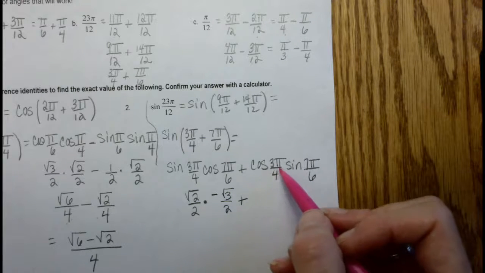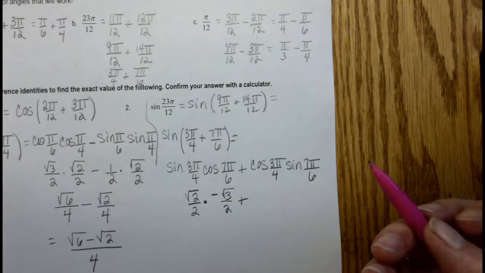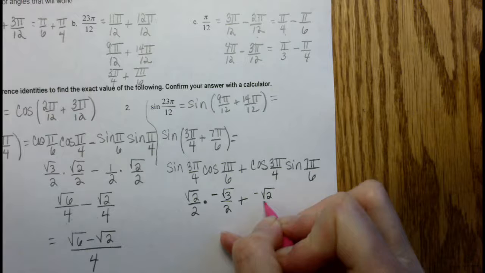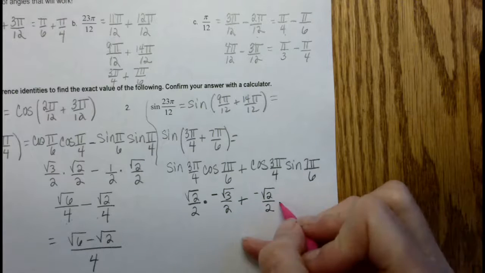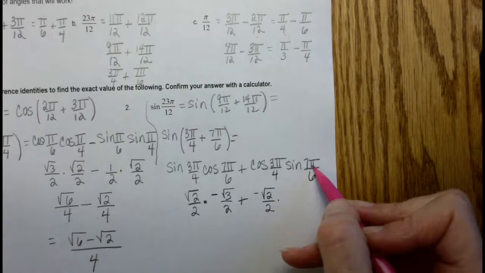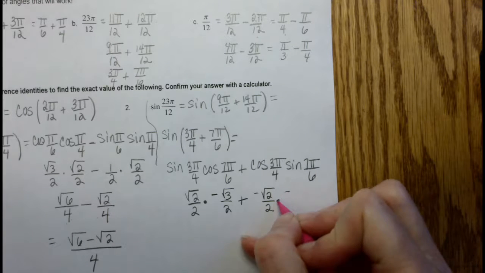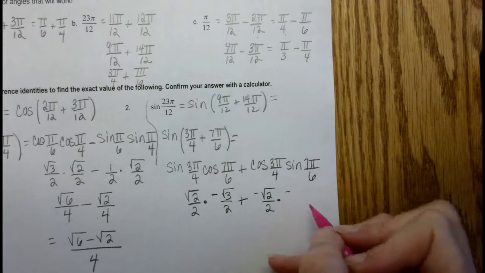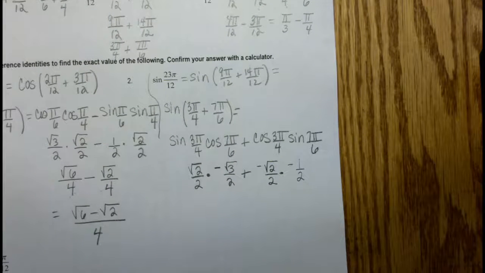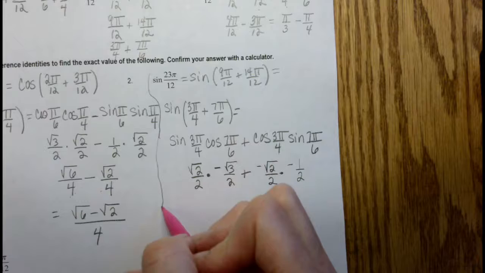Then again, 3 pi over 4 is in the second quadrant, so the cosine of 3 pi over 4 is going to be negative the square root of 2 over 2. And then sine of 7 pi over 6. 7 pi over 6 in the third quadrant, sine is negative in the third quadrant, and it's going to be 1/2. But now we can finish the problem here.